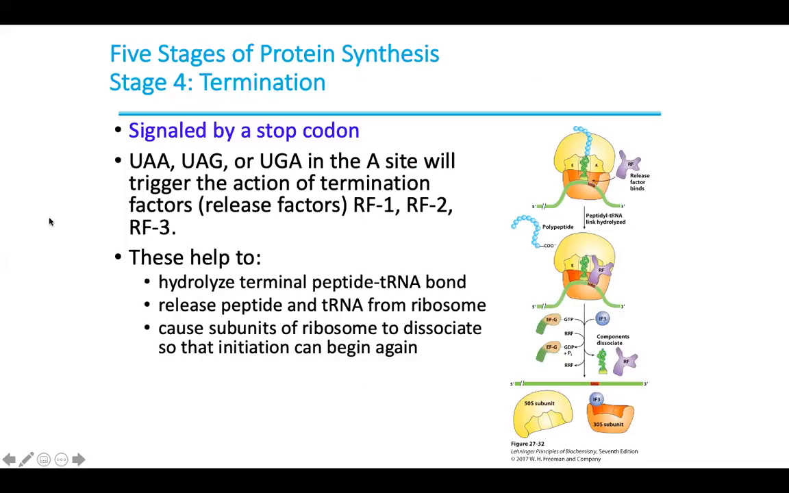The termination of protein synthesis is signaled by a stop codon. UAA, UAG, or UGA in the A site will trigger the action of the termination factors called the release factors RF1, RF2, and RF3. These help to hydrolyze the terminal peptide-tRNA bond, release the peptide and tRNA from the ribosome, and cause the ribosome subunits to dissociate so that initiation can begin again. As long as the A site recognizes UAA, UAG, or UGA, the termination factors act to dissociate the ribosome.